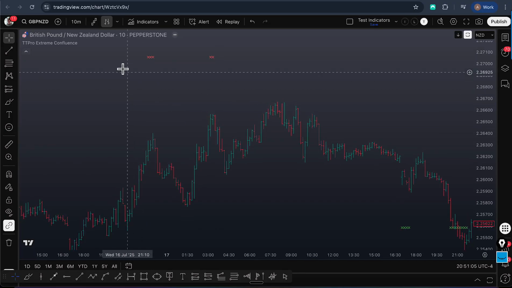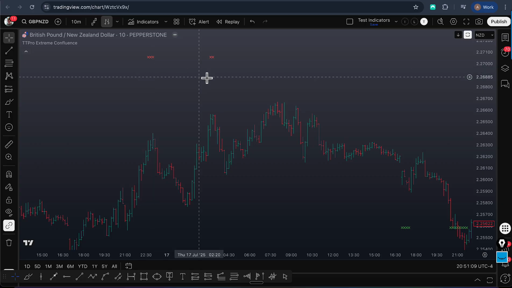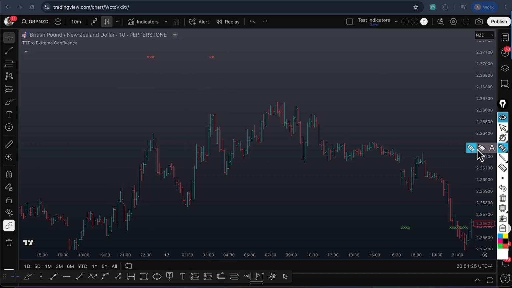Okay, we're going to have a look at the extreme confluence indicator. This is a very simple indicator, and what it will do is let you know when there's an extreme confluence. So it's looking at a few different logics to give you the indication.